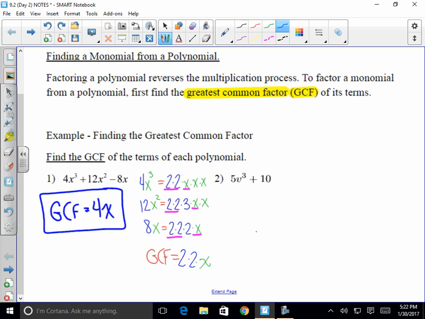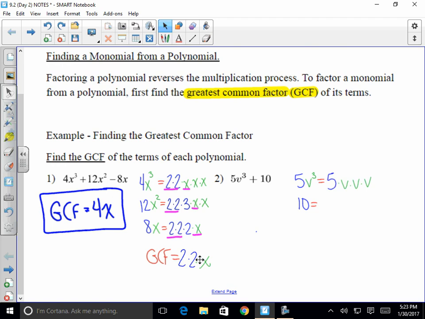Okay. All right, so hopefully you saw that. Let's look at one more. On this one, our terms are 5v to the third and 10. So the prime factor of 5 is just 5. That's 5 times 1, but 1's not considered a prime number by definition. V to the third is v times v times v. All right, 10, the prime factors are 2 times 5. So notice the only thing they have in common, the greatest number of 5s they have in common is 1. They don't have a 2 in common. They don't have any v's in common. This one has 3 v's. This one down here, the 10, doesn't have any v's.